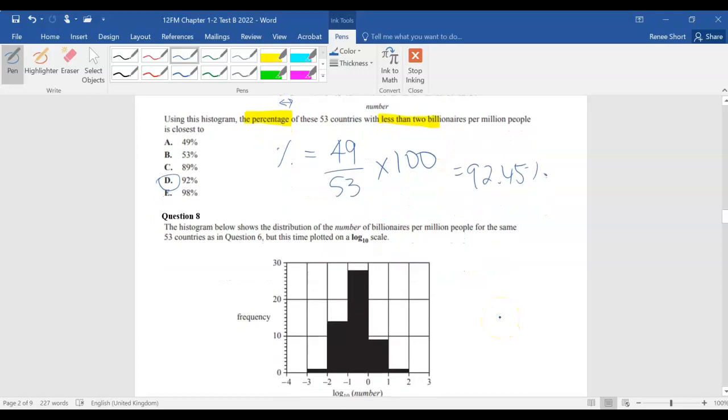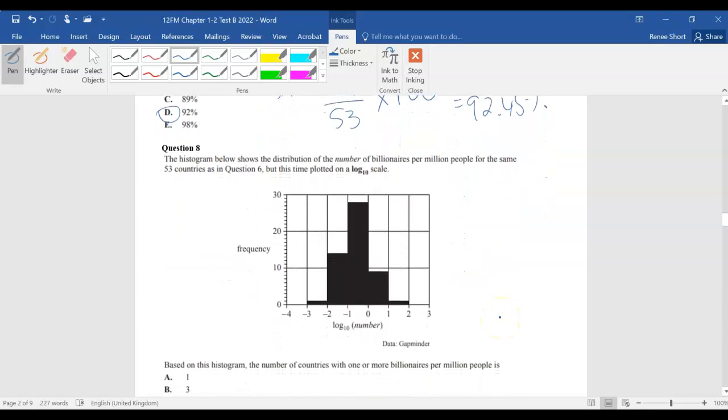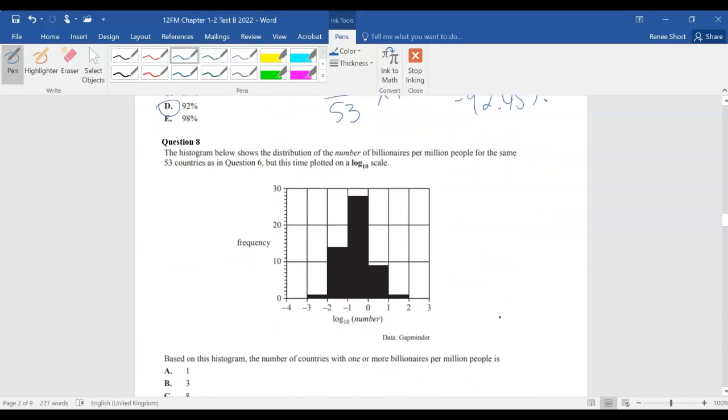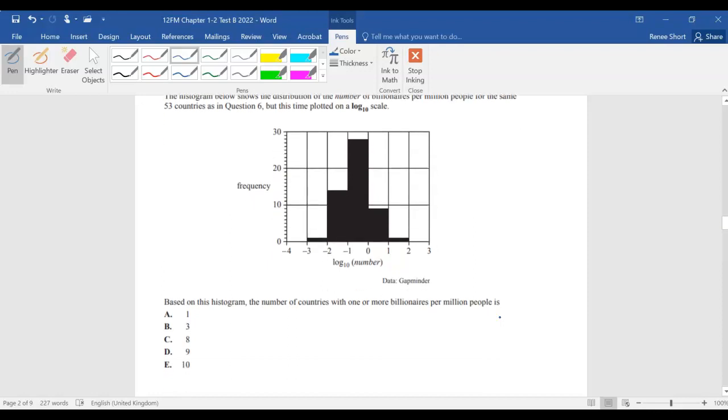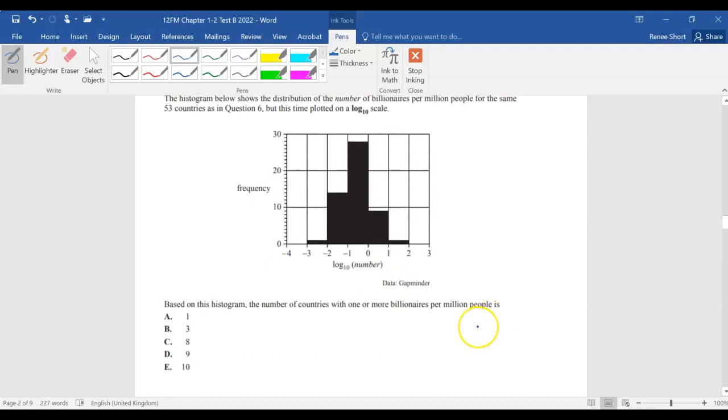Question 8 then builds on this, but what's happened is they've converted it to a log scale. So again, it shows that distribution of number of billionaires per million people. But we've got the log scale here, and the question says, based on the histogram, the number of countries, so not the percentage, just the number, with 1 or more billionaires per million is.